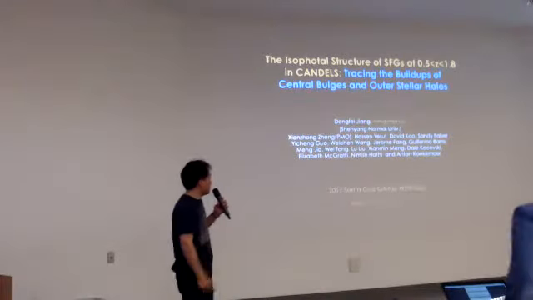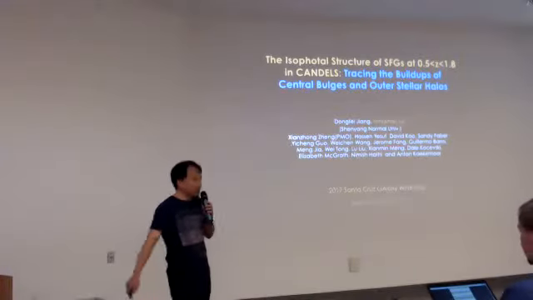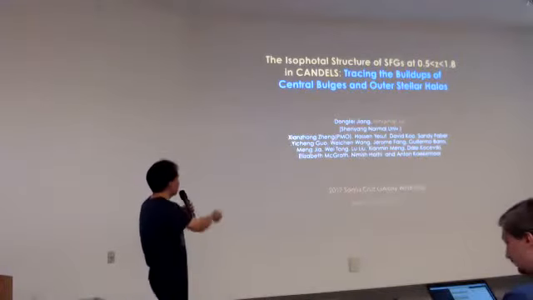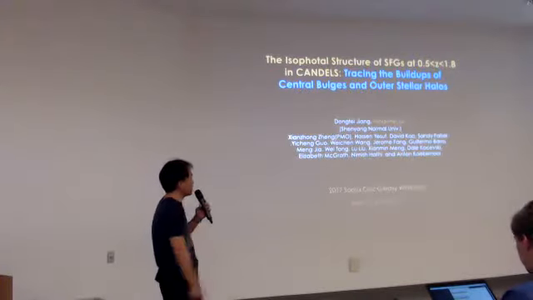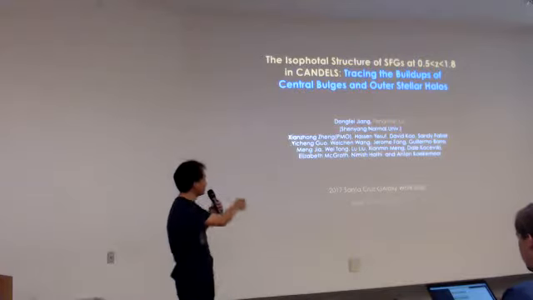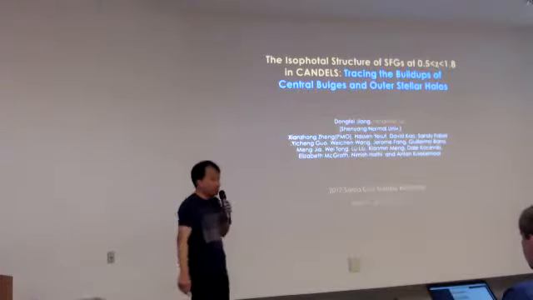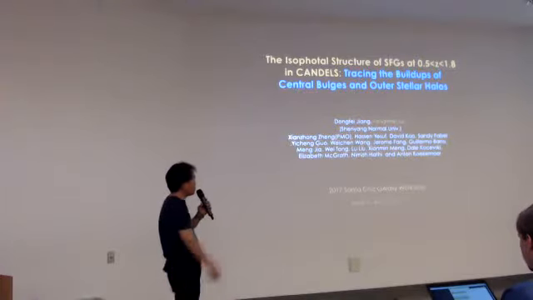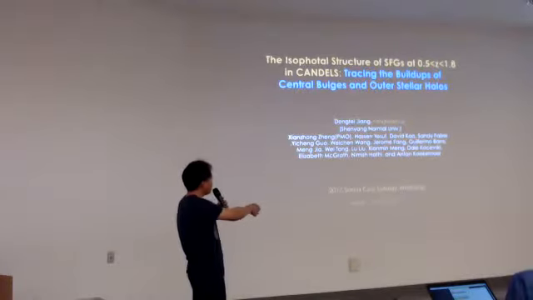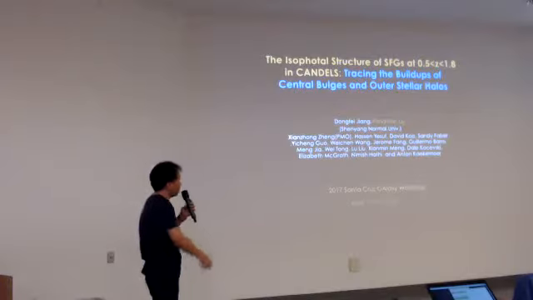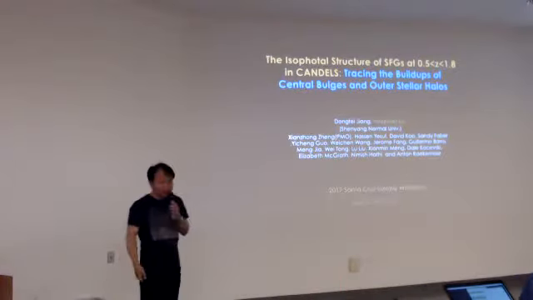Hello, everyone. My name is Fengshan Liu. I come from Shenyang Normal University. In my talk, I will show you the isophotal structure of star-forming galaxies between redshift 0.5 and 1.8 in CANDELS, which was used to trace the buildups of central bulges and the outer stellar halos. This is a recent work of my graduate student Dongfei Jiang, who was supervised by me and Xianzhong Zheng at PMO.